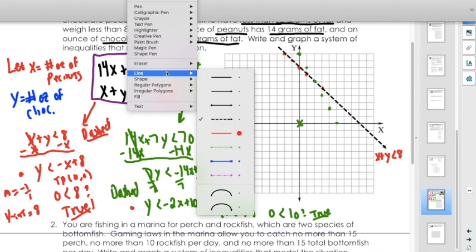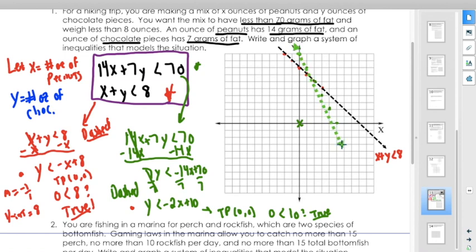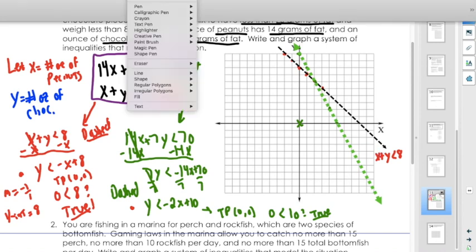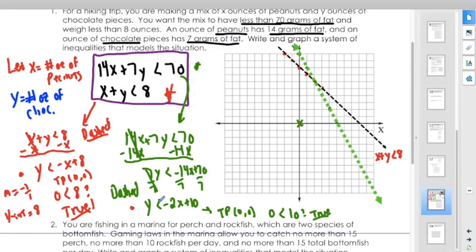So let's get my line going. Ooh, this is nice. This is perfect. I'm going to use this. Something like that. Right? Okay. Let's do our shading. No, let's not. Let's not do my shading yet, because if you guys caught me, I didn't label this line. I want to label it. Again, it's 14x plus 7y is less than 70. That's this line here. So this is going to be 14x plus 7y is less than 70. Now we can do my shading.